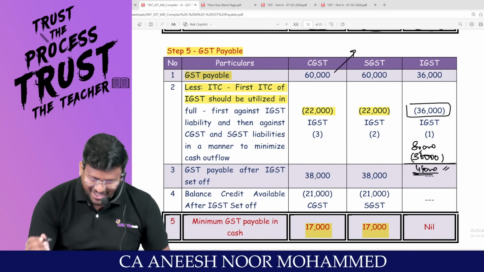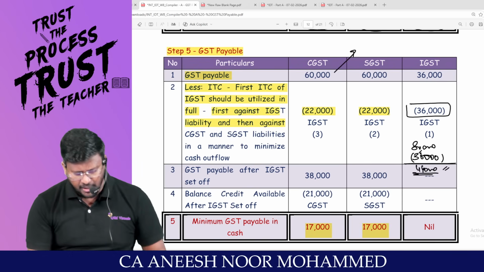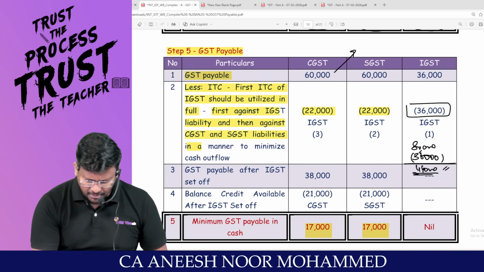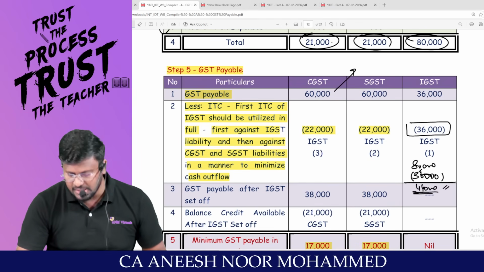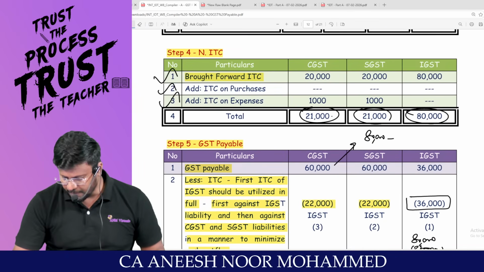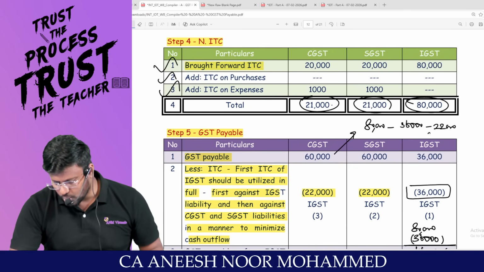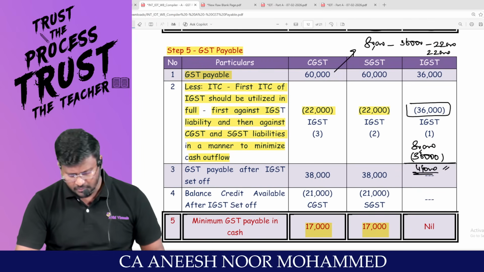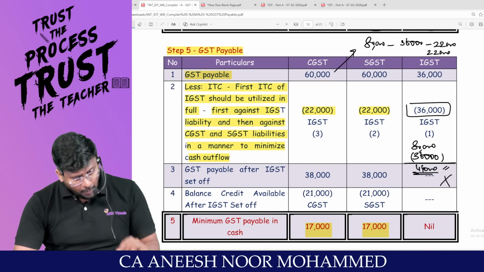First, ITC of IGST should be utilized in full. First, IGST credit against IGST payable, then against CGST and SGST liability in a manner to minimize the cash outflow. So, sir, I have made the IGST 0. Because out of total IGST credit of 80,000, I knocked off 36,000. From that, I have knocked off 22,000. Again, I have knocked off. Who has become 0? IGST, both credit and payable have become 0.